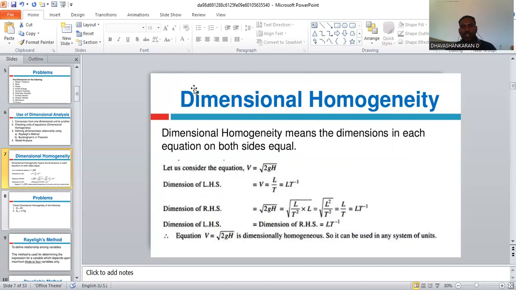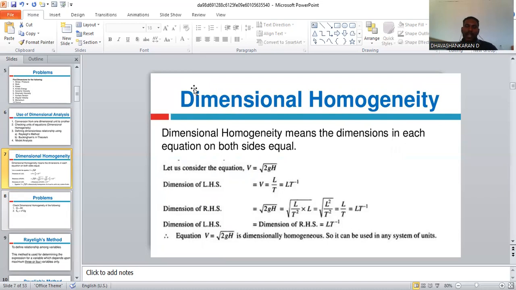Here we have the equation V equal to root of 2 g h. Okay, so we take this example equation and check whether it is dimensionally homogeneous or not. First we take the left hand side, and we find the dimension for the left hand side. Here V equal to root of 2gh. This is the equation we have taken.